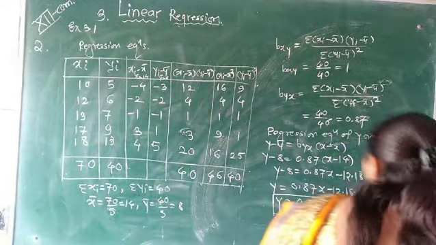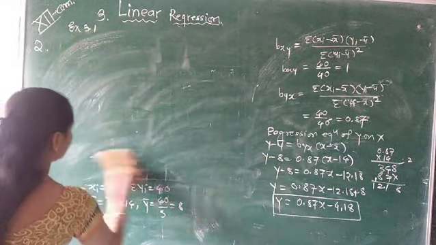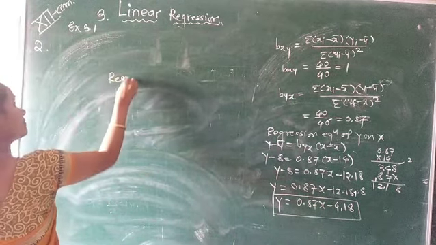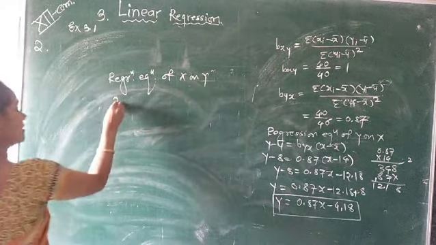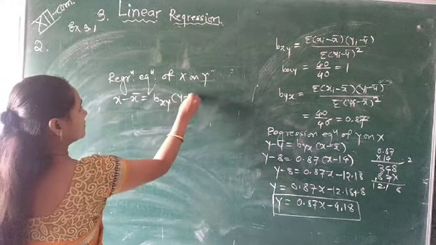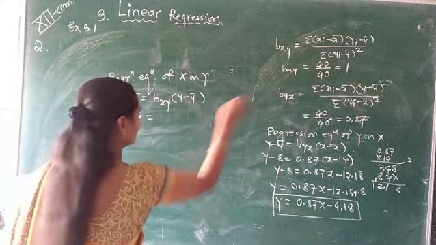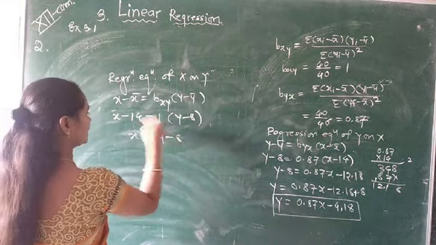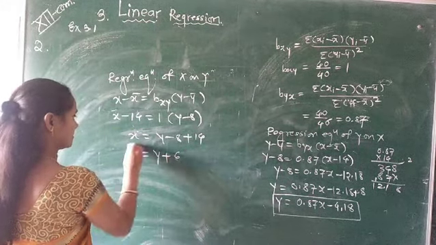Now we have to find the regression equation of x on y. Regression equation of x on y, that is x minus x bar is equal to bxy into y minus y bar. X minus x bar, mean is 14, bxy that is 1, into y minus 8. X is equal to y minus 8 and the minus 14, here it becomes plus. Therefore x is equal to y plus 6.